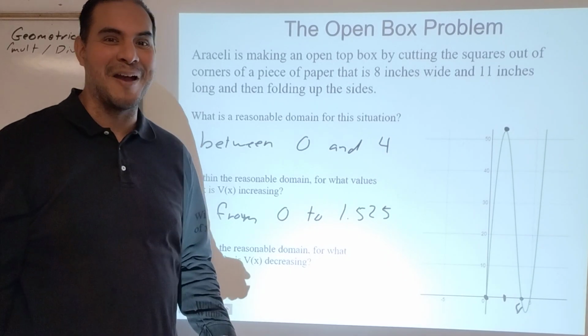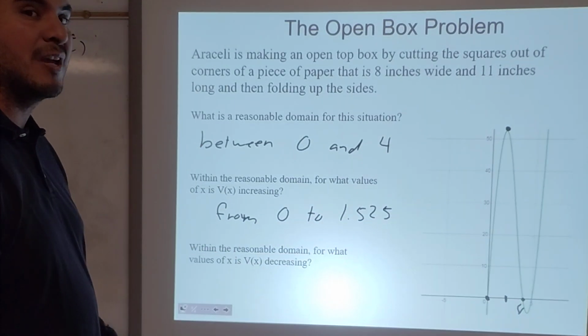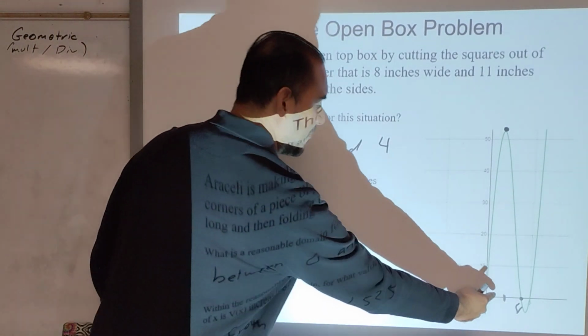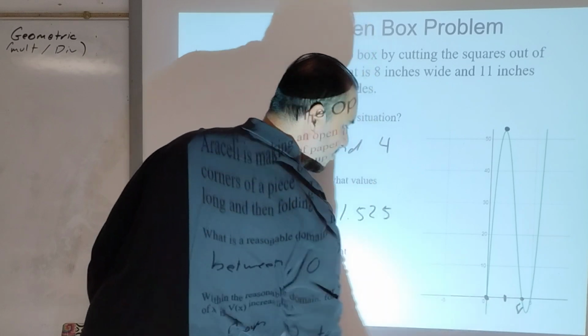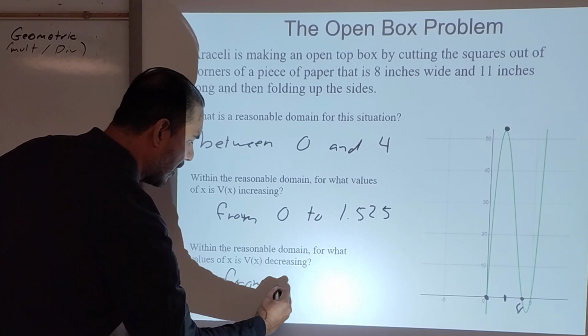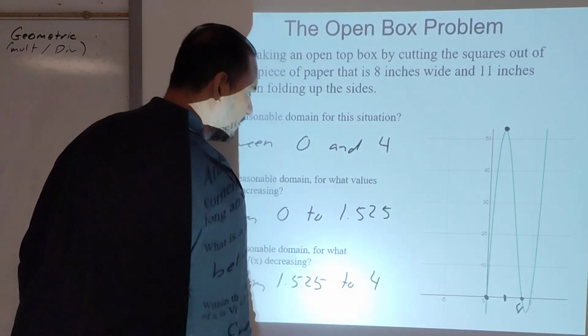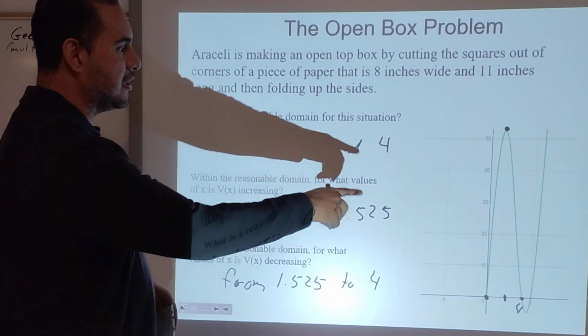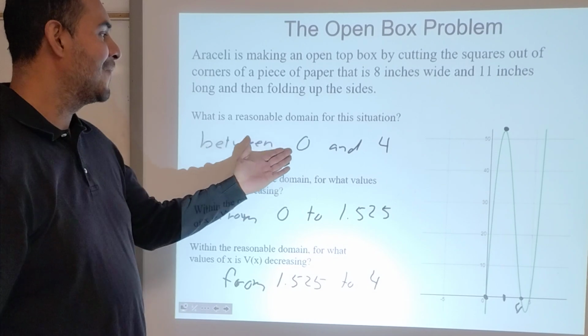So then where is the graph decreasing? If I ask you within the reasonable domain for what values of x is V of x decreasing, I would say from 1.525, from right here, all the way to the end, which we found that value to be 4. So from 1.525 all the way to 4. Okay, so we found the areas where this function is increasing and decreasing within the reasonable domain from 0 to 4.